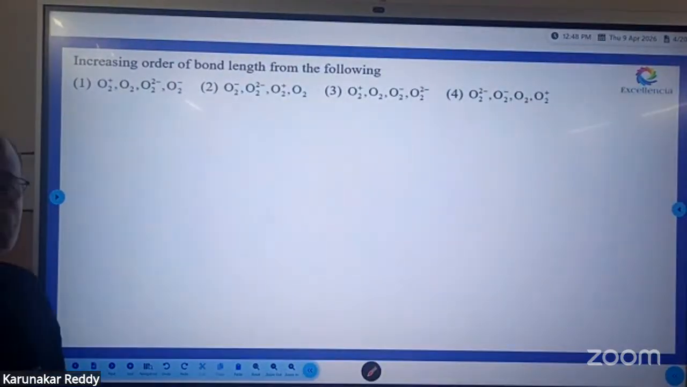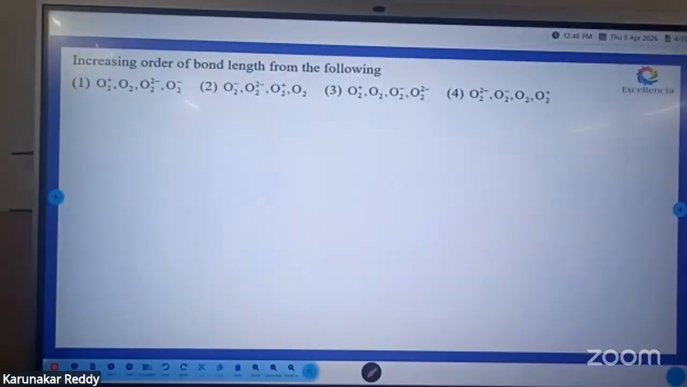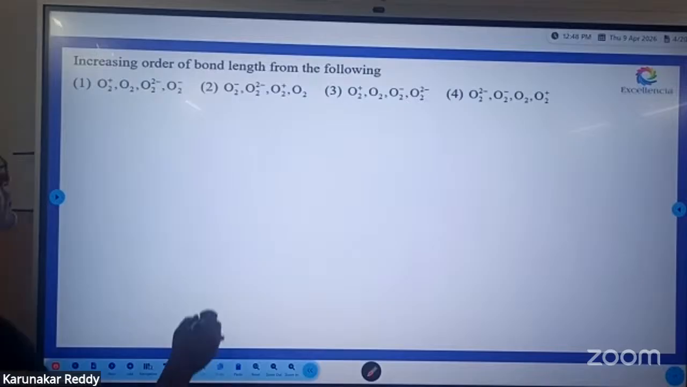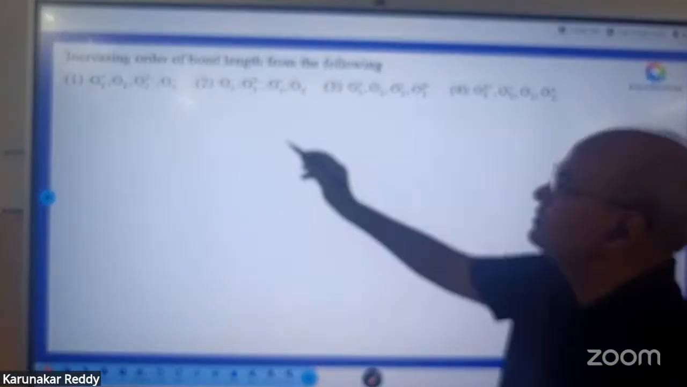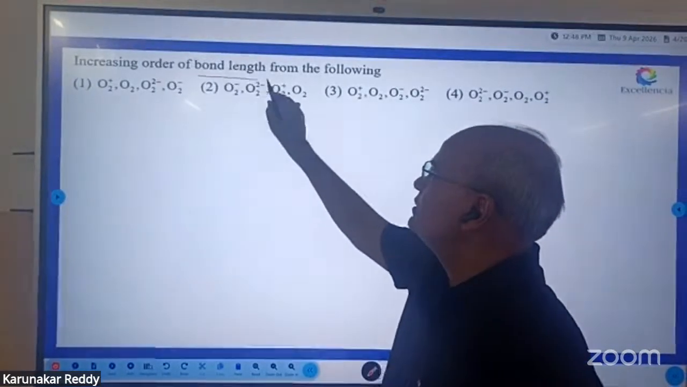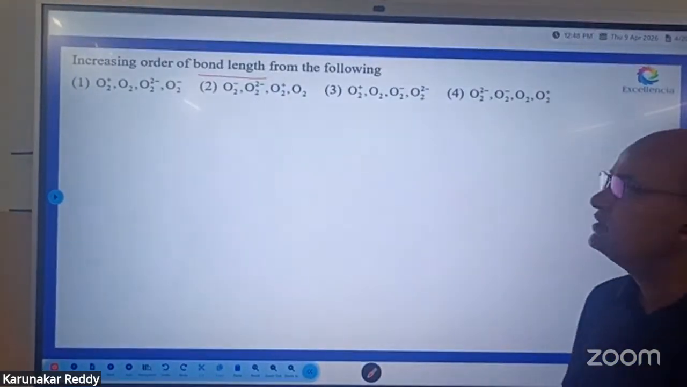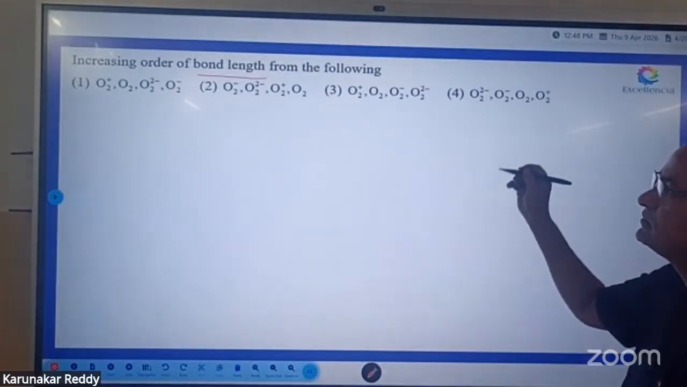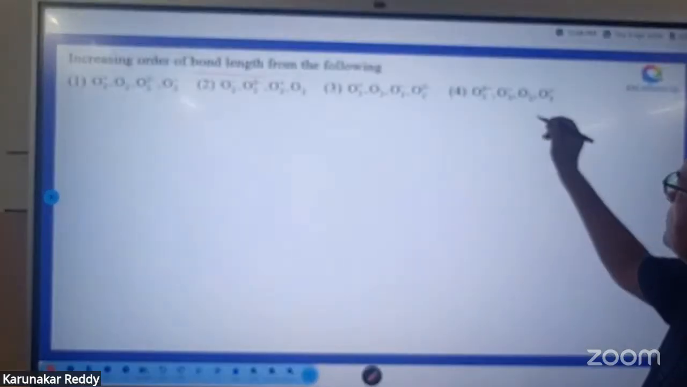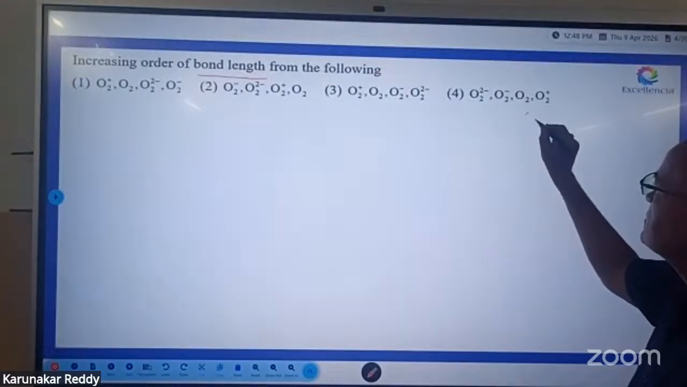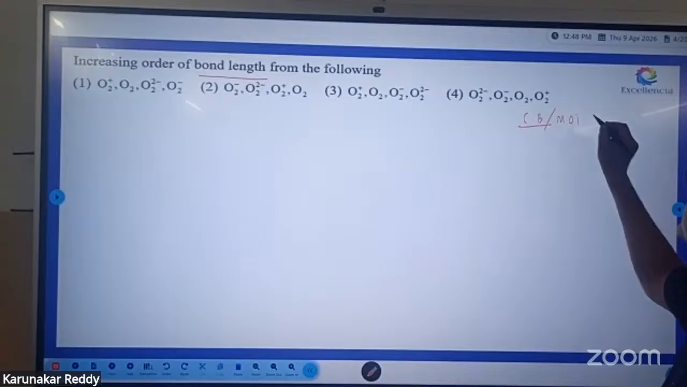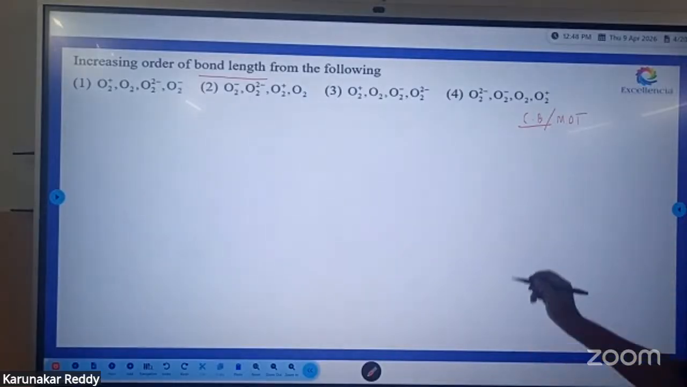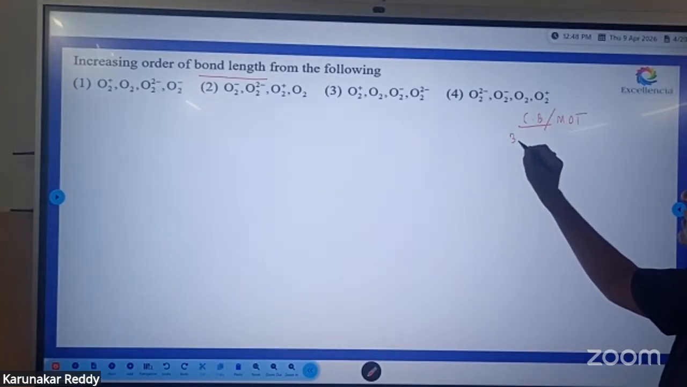It's a chemistry question from JEE Mains, shift 2. The first question is from the chemical bonding chapter. Here it is asking for the bond length. Bond length is related to the bond order. It is related to the molecular orbital theory. In this, we have to calculate the bond length.